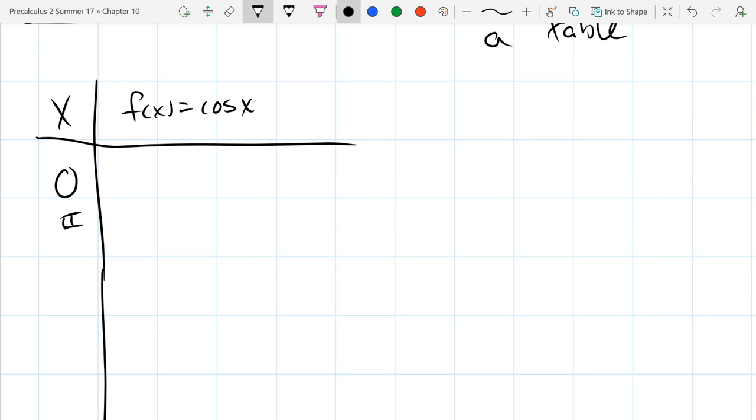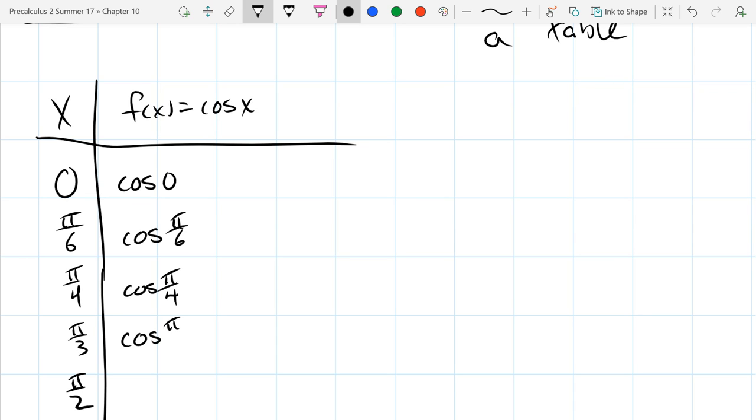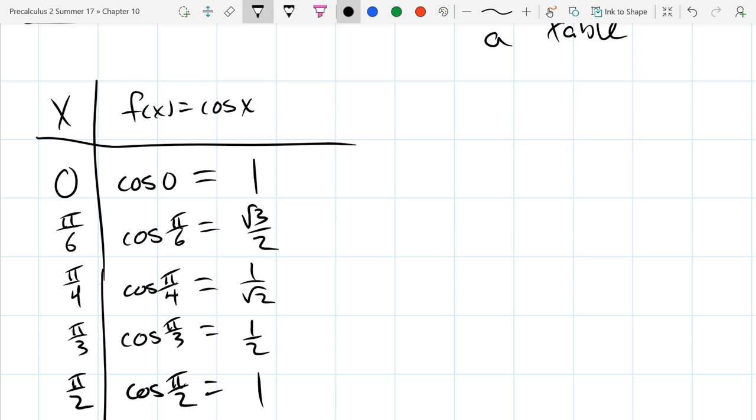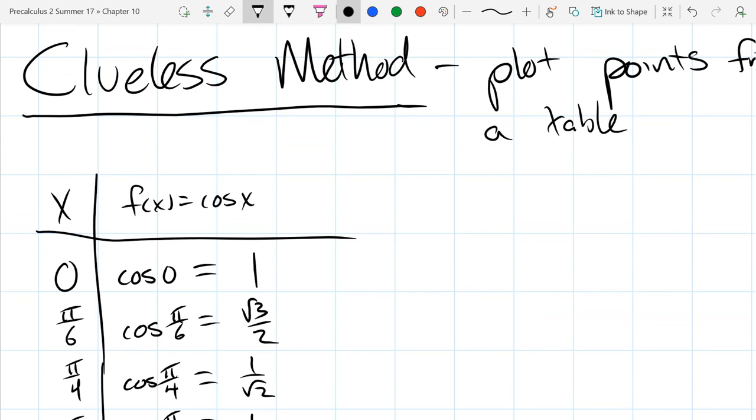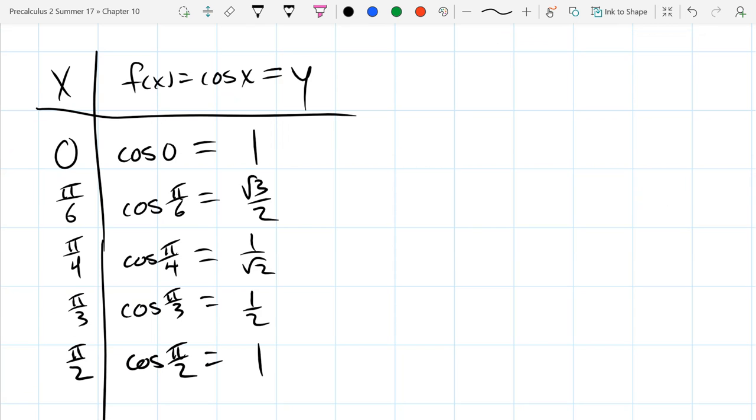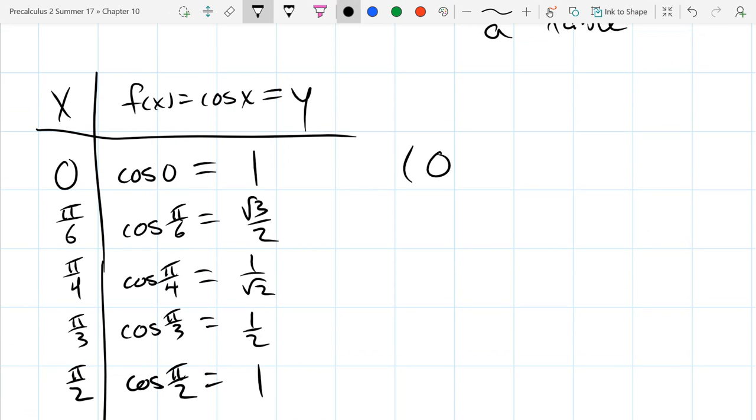Now I'm going to put the next smallest values, pi over 6, pi over 4, pi over 3, pi over 2, and now I'm going to take the cosine of all of these. Now, this comes down to how well you have the unit circle memorized. So cos 0 is 1, square root 3 over 2, 1 over square root 2, 1 half, and 0. So here is our, of course, this is our y value right here. f of x is the y value. So my first point, 0 for x, 1 for y.